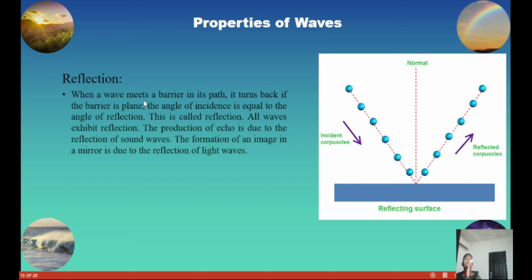They said when a wave meets a barrier in its path, it turns back. If the barrier is plane, the angle of incidence is equal to the angle of reflection. This is called reflection. All waves exhibit reflection. The production of echo is due to the reflection of sound waves. The formation of an image in a mirror is due to the reflection of light waves.